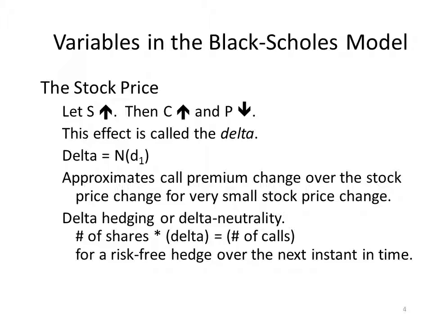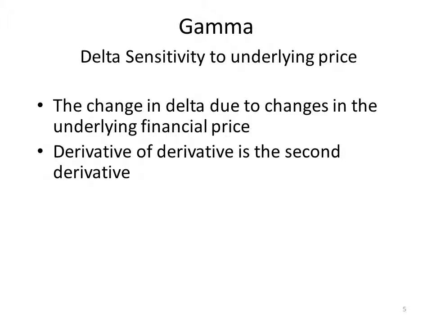Gamma, the next of the Greeks that is of interest to us here, measures the delta's sensitivity to the underlying price. That is, how does delta change as the underlying price changes? It turns out that there is a change in delta that is due to changes in the underlying security's price. You should recognize this as the derivative of the derivative. We call that the second derivative.